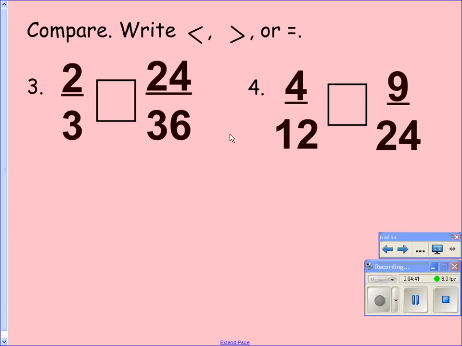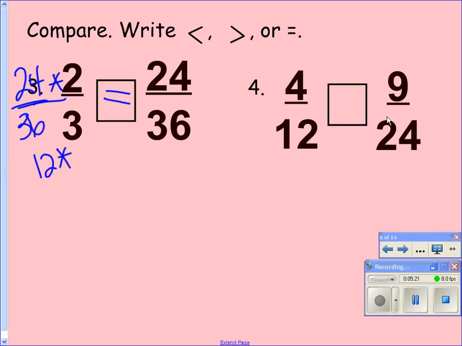Okay, so we have 2/3 and 24/36. We want to get the common multiple or common denominator for the bottom. So we have 3 and we have 36. A common multiple is going to be 36. We don't have to do anything with 24/36. What do we do with the 3 to get to 36? We multiplied by 12. Whatever you do to the bottom, you have to do to the top. 2 times 12 is 24. So we have 24/36 and 24/36. So 2/3 is equal to 24/36 because they are the same.